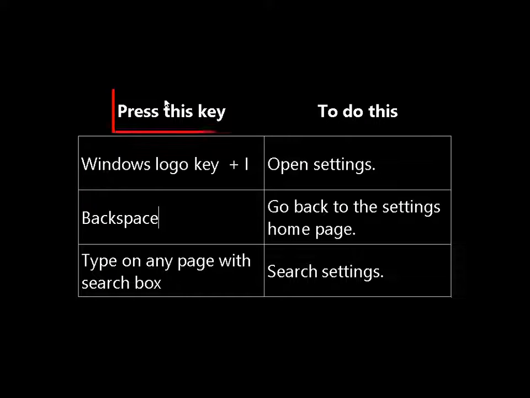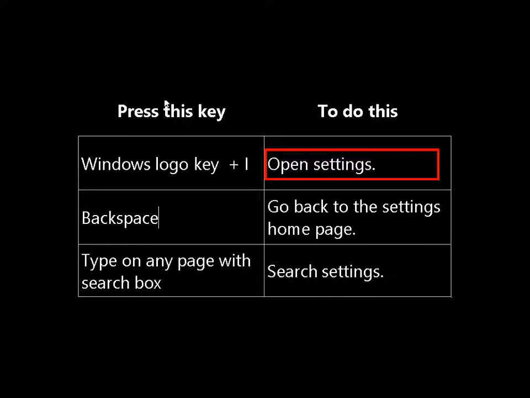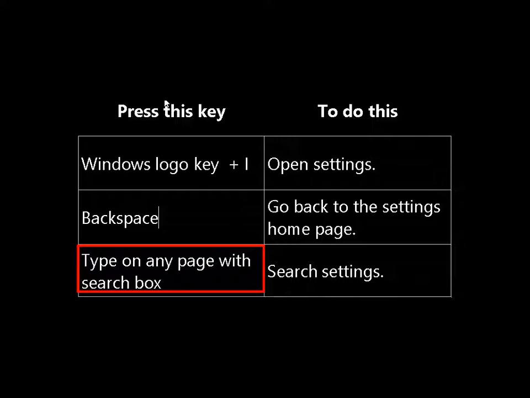Remember, press this key. To do this, Windows Logo Key and I: Open Settings. Backspace: Go back to the Settings home page. Type on any page with search box: Search Settings.